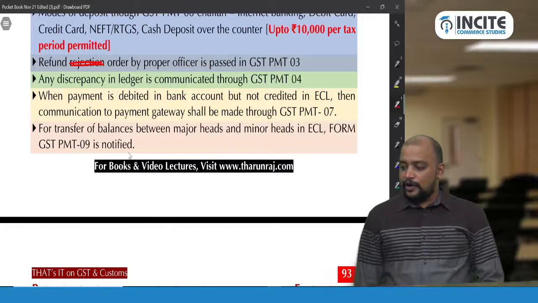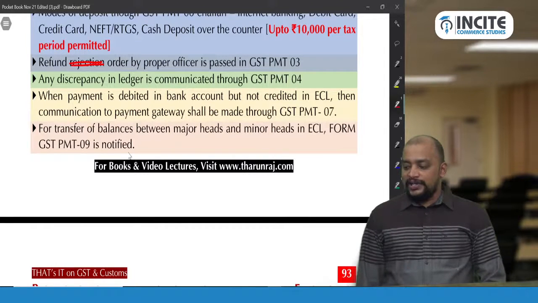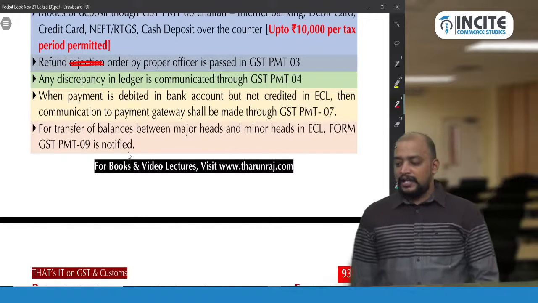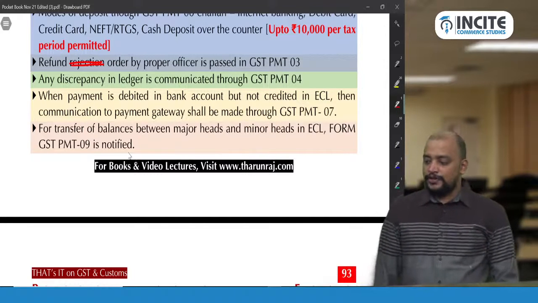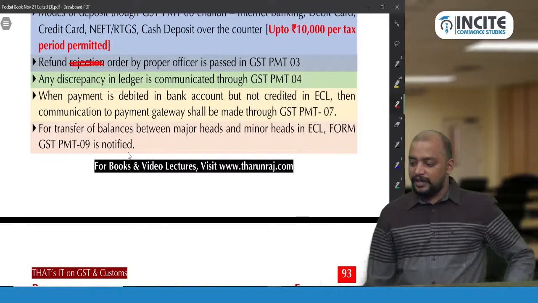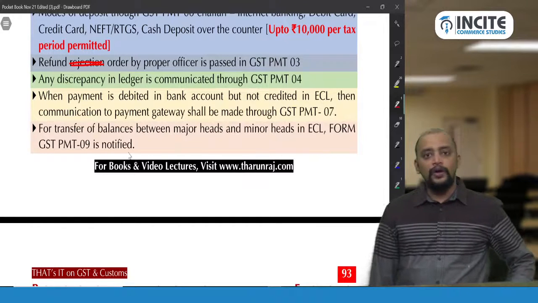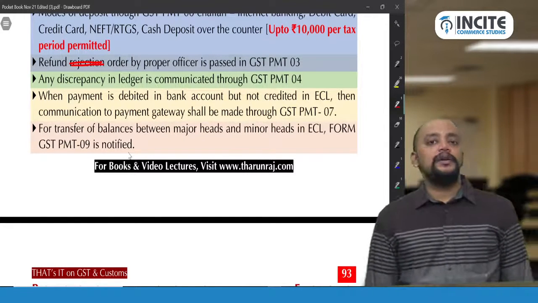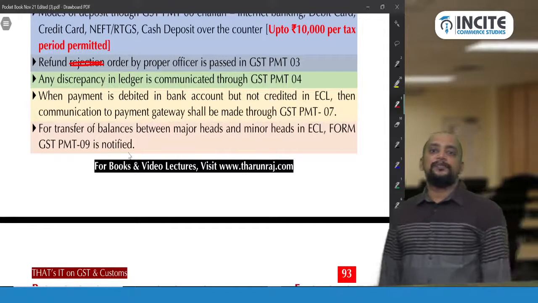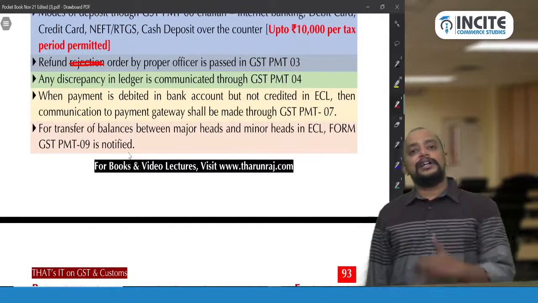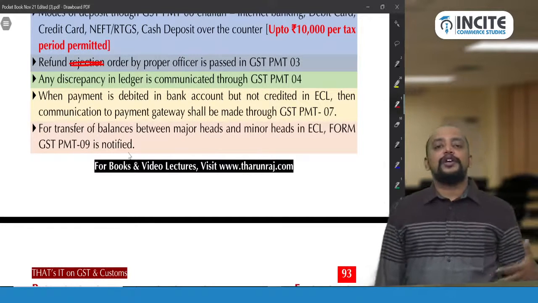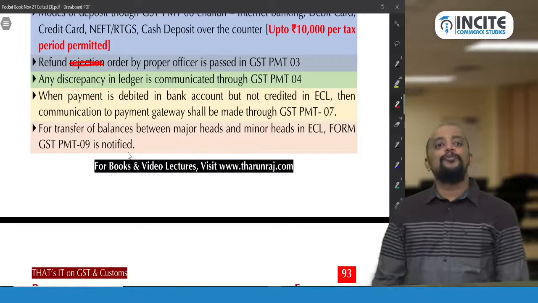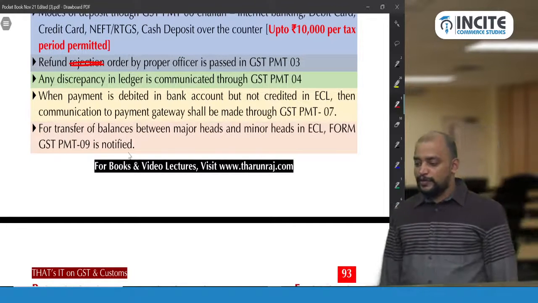Next one, sir: on zero rated supply we pay IGST, then we claim refund only on the IGST paid. Can we claim refund on GST paid on inputs for that supply also? No, both are not possible. Either we claim refund on account of zero rated supply on payment of IGST, so that IGST alone we will get as a refund, or refund of the unutilized ITC with respect to the inputs used in that zero rated supply. But both are not possible, okay. Only one is possible.